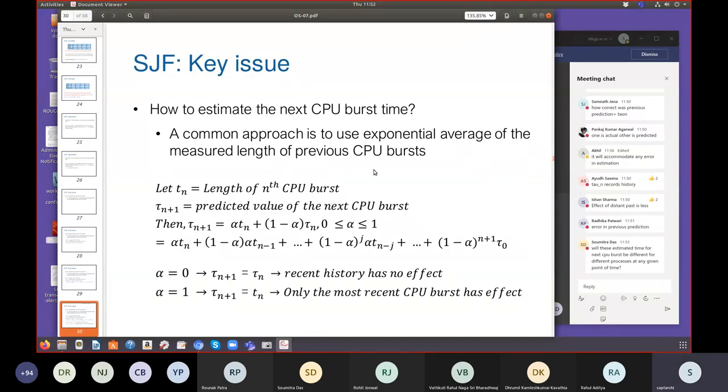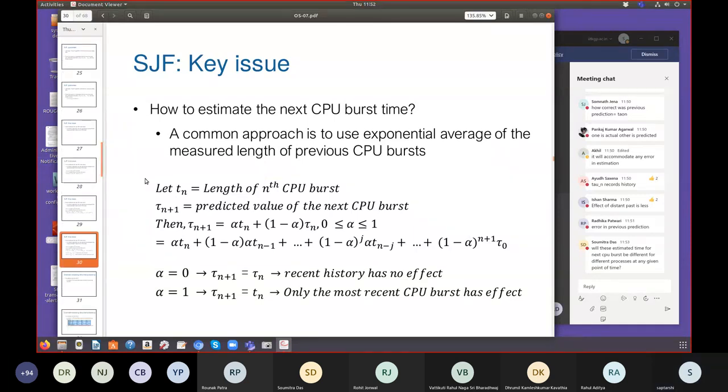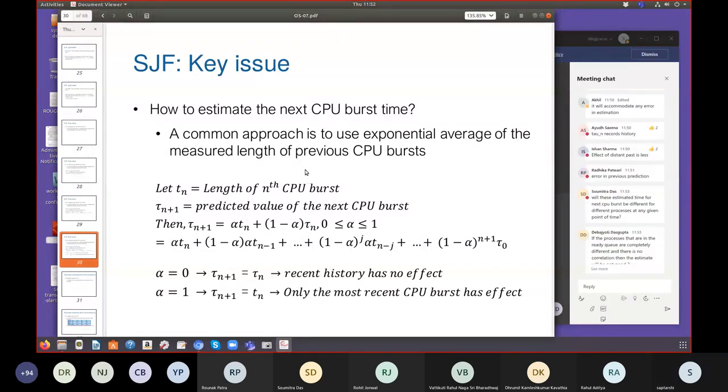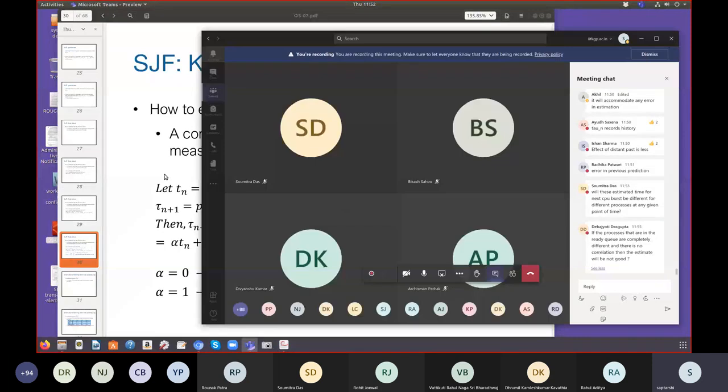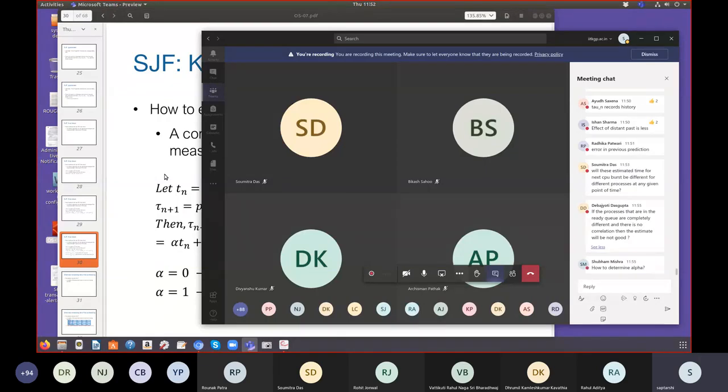Any other questions? Any other question? Okay, Devajyoti has a question. If the processes that are in the ready queue are completely different and there is no correlation, then the estimate will not be good.